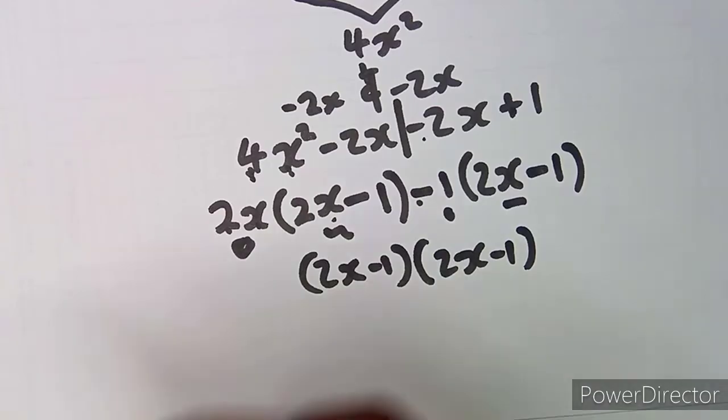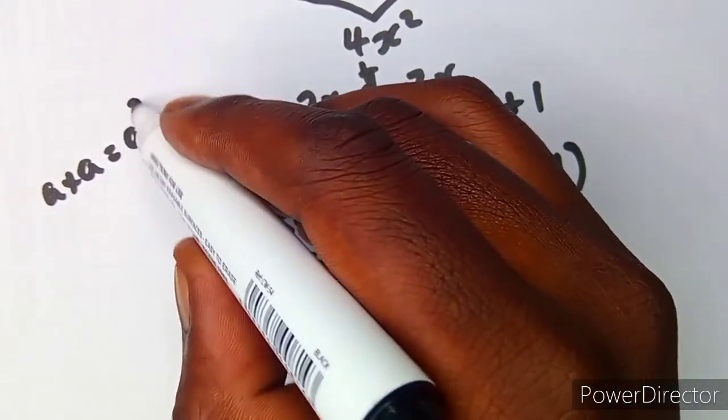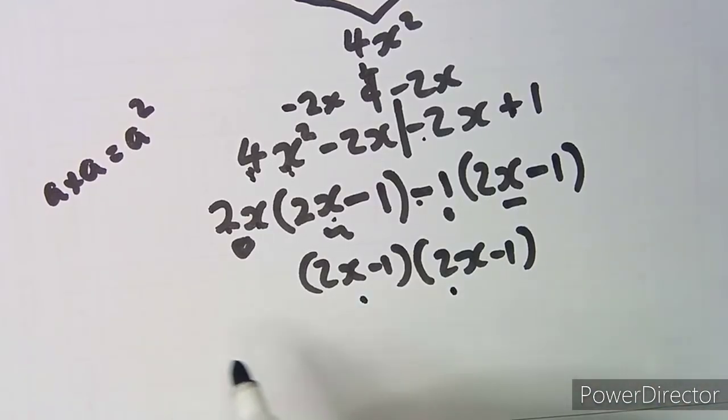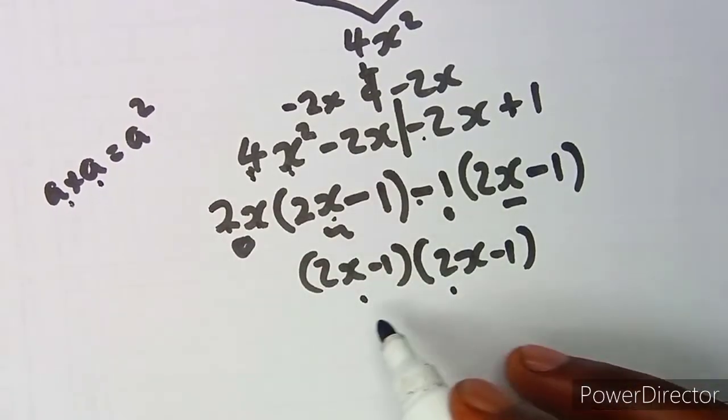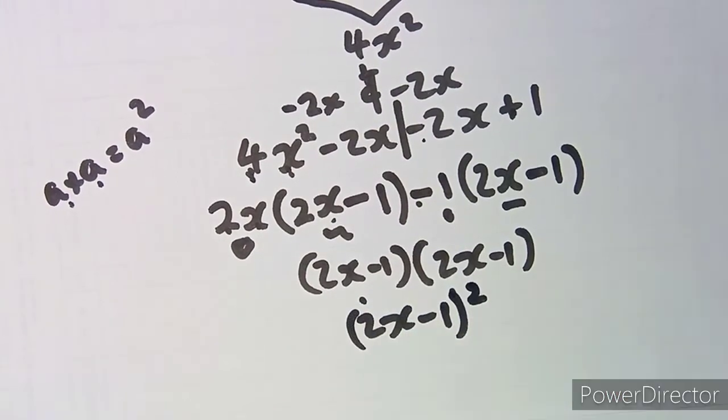But from our numbers, we know, guys, that a times a is the same as a squared, a to the exponent of 2. So if these two brackets are actually multiplying each other just like a and a, we can just write it as 2x minus 1 like this, to the exponent of 2.